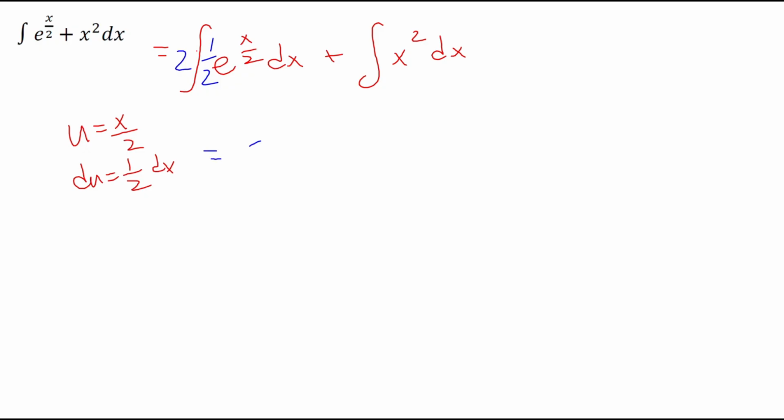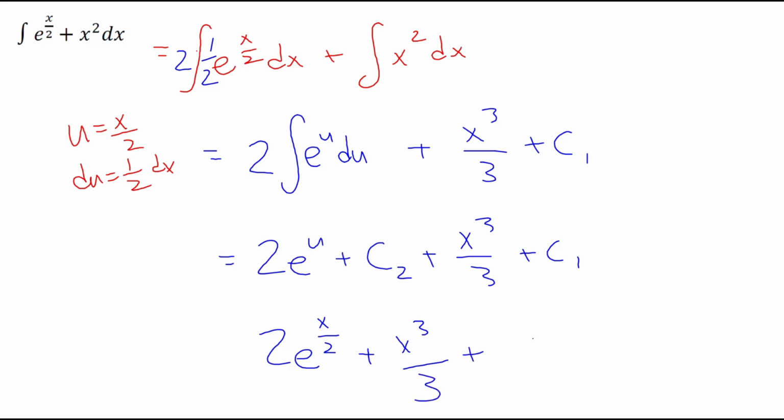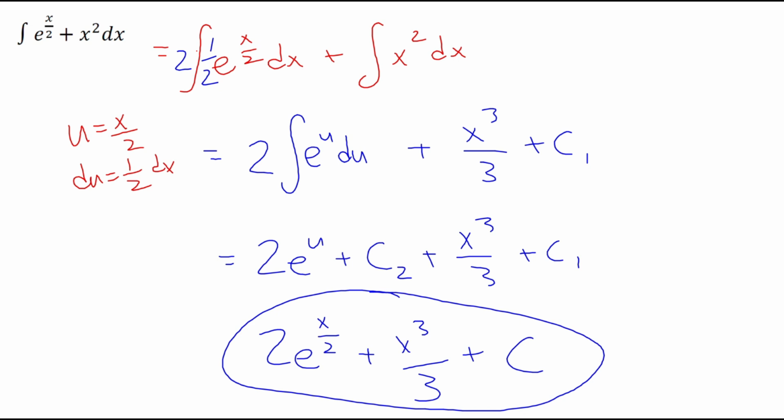Right? And so we'll rewrite this as 2 times the integral of e to the u du plus the integral of x squared, which is just x cubed over 3, plus some constant. Well, if we integrate 2 times e to the u, we just get 2 times e to the u plus some constant, plus x cubed over 3 plus that other constant. And of course, e to the u was just e to the x over 2. So we have 2e to the x over 2 plus x cubed over 3. And two constants, constant 1 and constant 2 added together, are just some other constant.